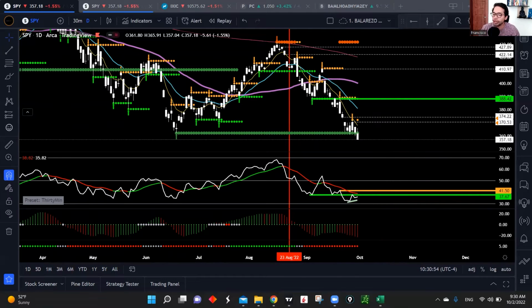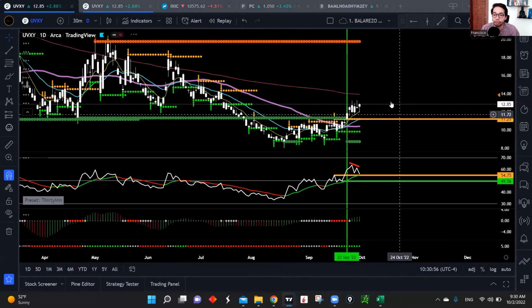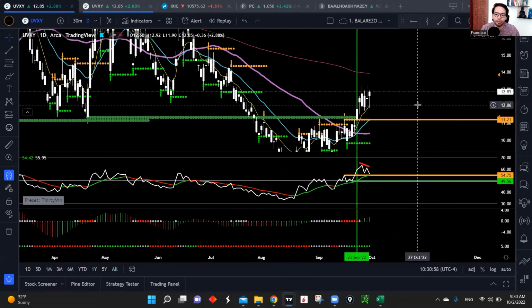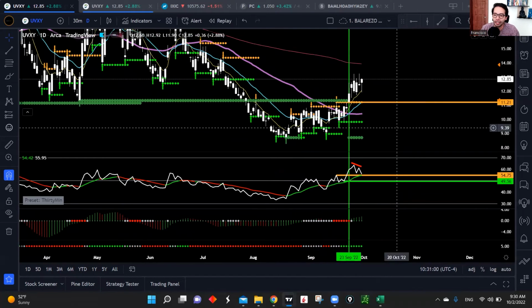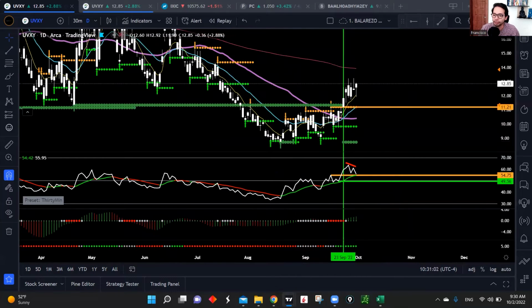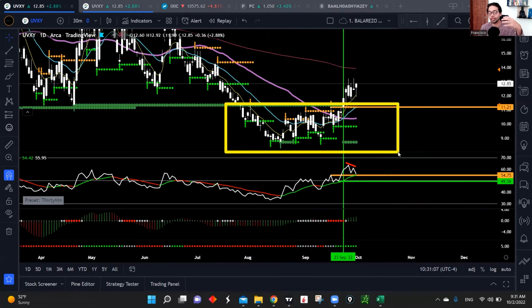Let's take a look at the UVXY, because I also think that is a very important chart, and this is a very bullish chart right here, right? You can see that the UVXY was actually being accumulated in this move to the downside that it had. You can see right now this is a very bullish scenario for the UVXY.